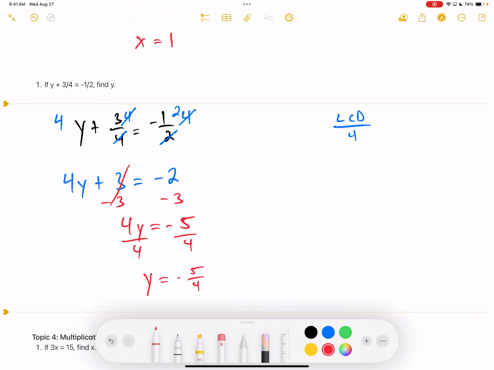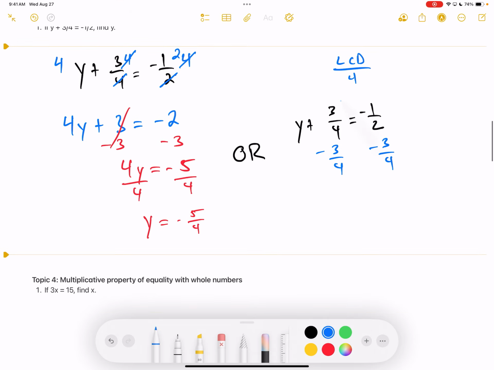Like I said, it actually makes you do 2 more steps, but I'll do it the other way just to show you. It's not going to hurt to do an adding and subtracting fraction problem. So here I'd subtract 3/4. So what I have to do is negative 1/2 minus 3/4.